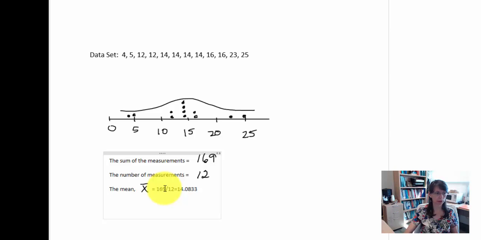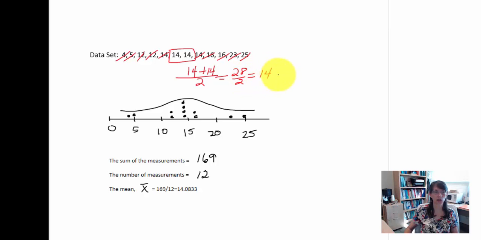And now we'll compare that with the median. Going back to our data set, we'll eliminate the smallest and largest values until we find the middle of the data. And since we have 12 measurements, we will expect to find two numbers. Here we have 14 and 14. So it might be obvious that the median is 14, but if we were to calculate the median, we're taking 14 added to 14, dividing by 2, so 28 halves is 14, just like we thought.